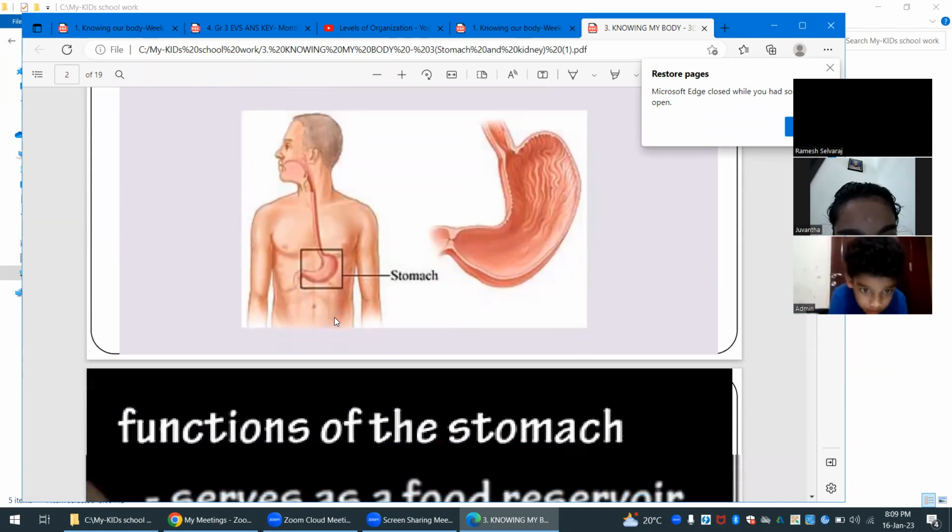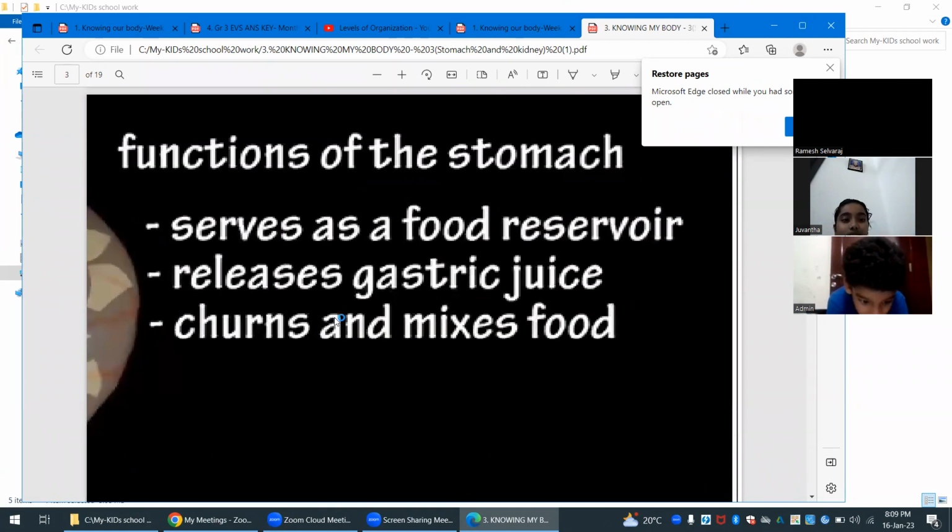Okay. Then next you see the functions of the stomach. What's the function of the stomach? It receives, releases gastric juice, churns, and mixes food. Yeah, it serves as a food reservoir. Reservoir means it collects all the food and keeps it in your stomach. Suppose in the morning you eat something, after 2-3 hours only you feel hungry. Until then the food is stored in your stomach and slowly gets digested. It also releases gastric juice and churns and mixes food. It mixes all the food. Sometimes you eat omelette, sometimes potato. All these things it mixes also.